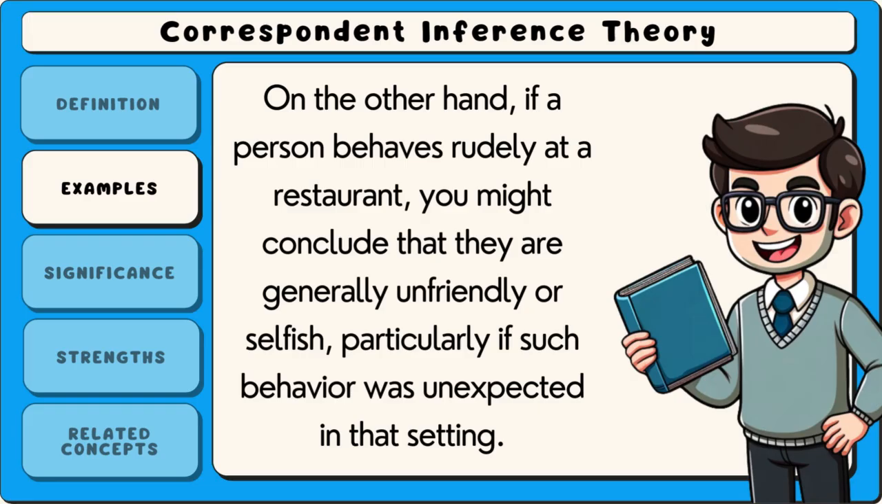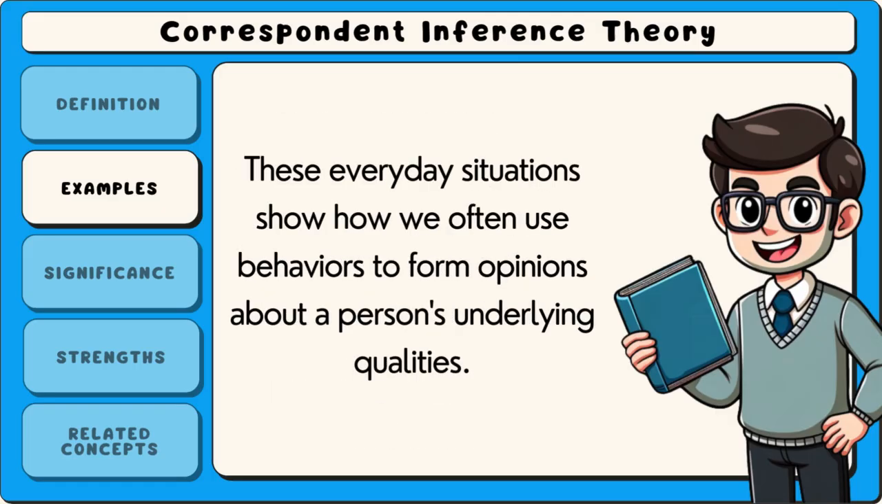On the other hand, if a person behaves rudely at a restaurant, you might conclude that they are generally unfriendly or selfish, particularly if such behaviour was unexpected in that setting. These everyday situations show how we often use behaviours to form opinions about a person's underlying qualities.